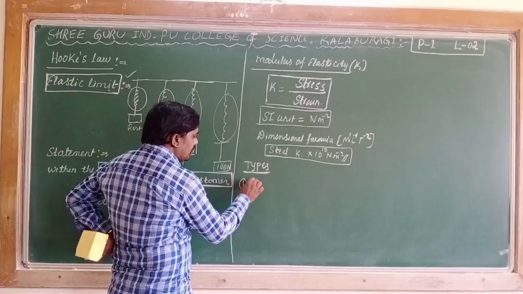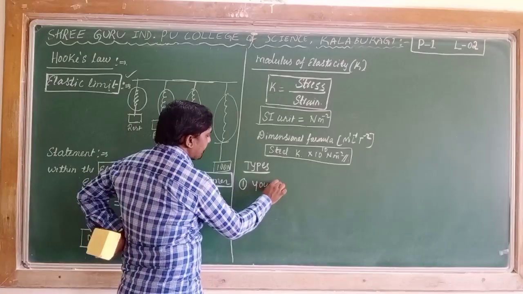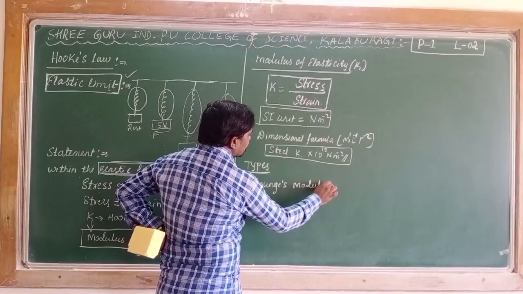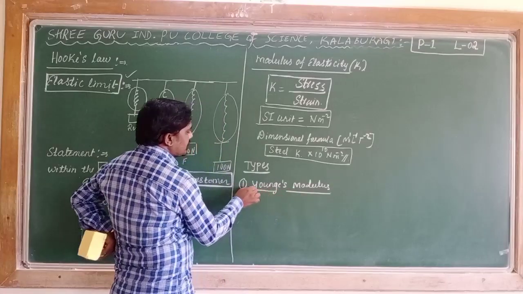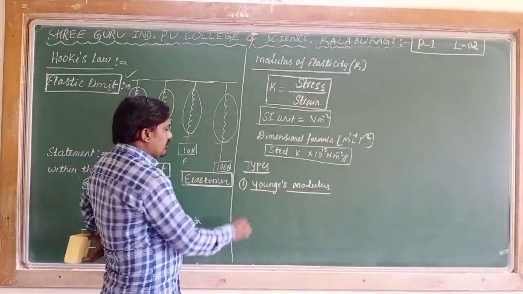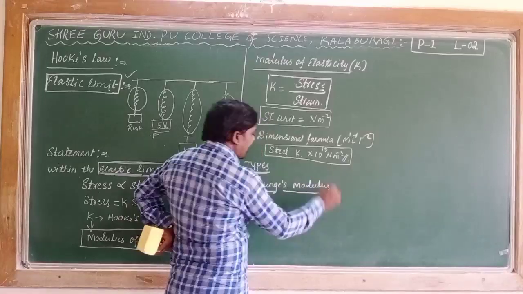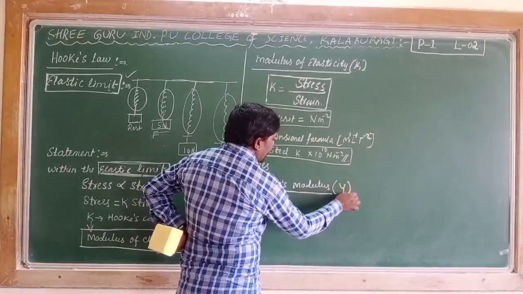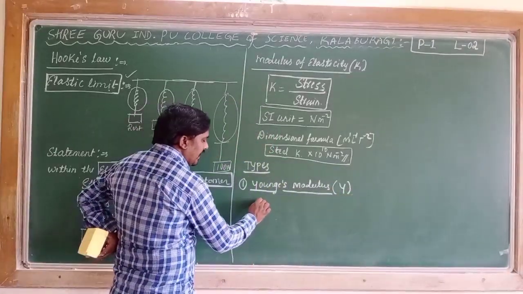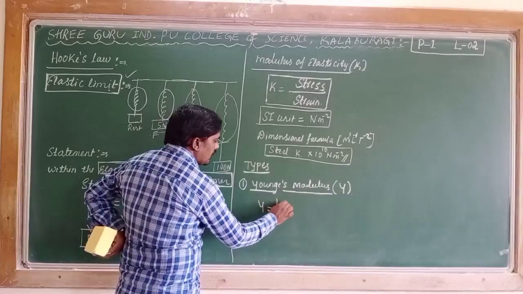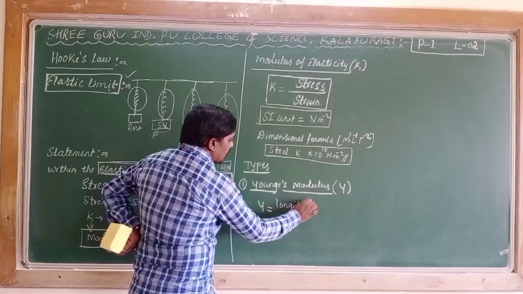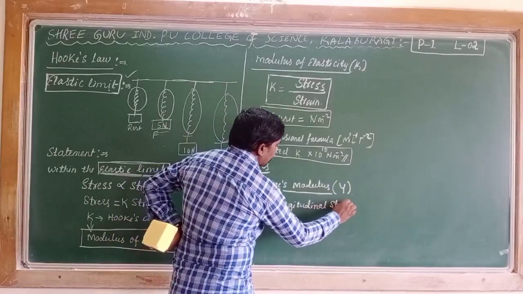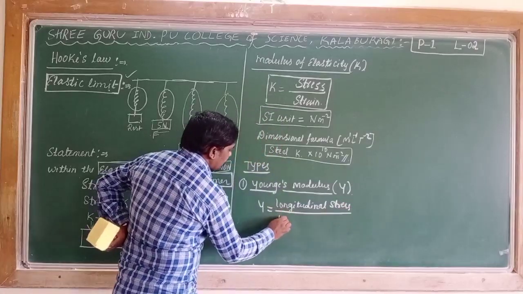The first one is Young's modulus. What is Young's modulus? Young's modulus is denoted by capital Y. Young's modulus is defined as Y is equal to longitudinal stress by longitudinal strain.